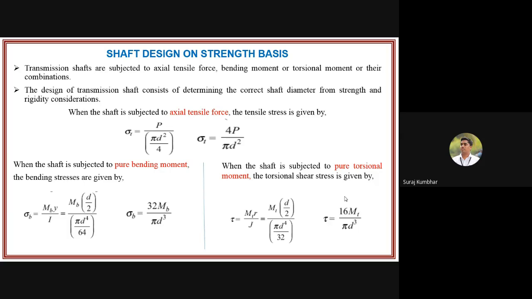Now this is the shaft design on the strength basis. Now the next point. The shaft can be designed on the basis of maximum principal stress theory or maximum shear stress theory. On that basis also we can design a shaft. Now how to design, and what formula do we have to use?